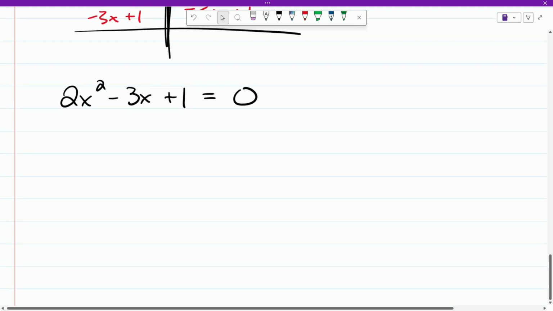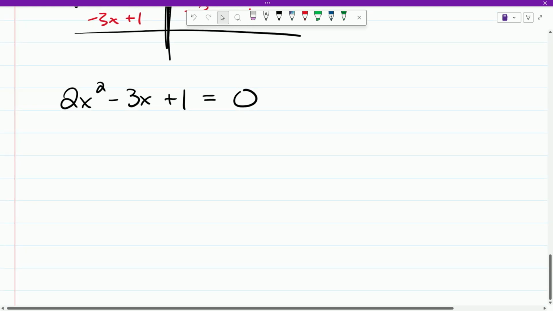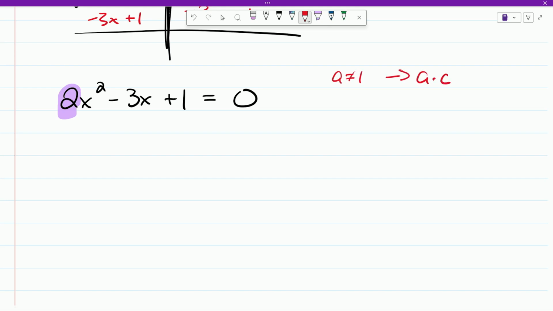Now, I'm going to go ahead and factor. So, no GCF. I have a trinomial. And in this scenario here, a does not equal 1. So that tells me I need to do the AC method.